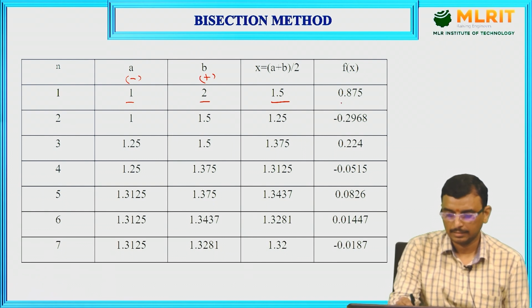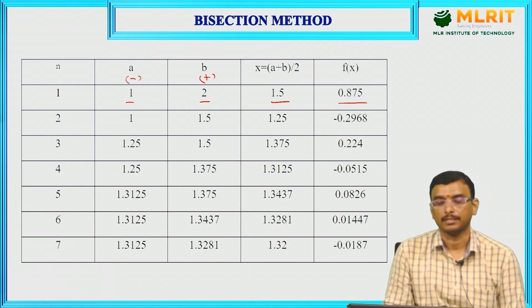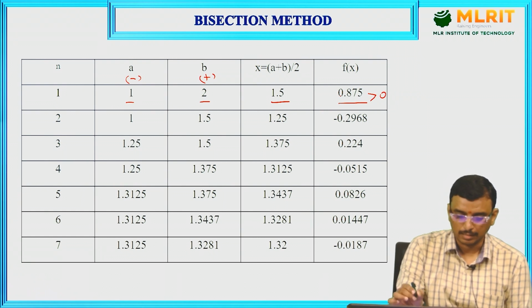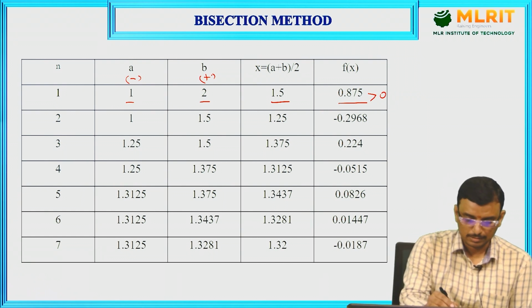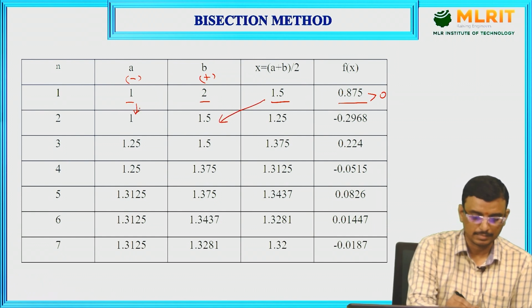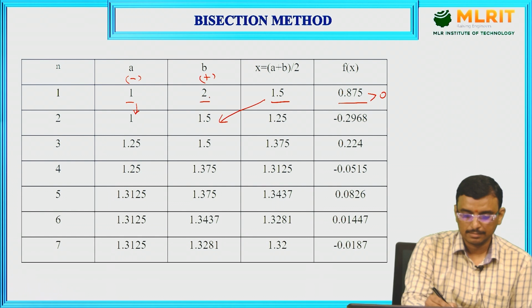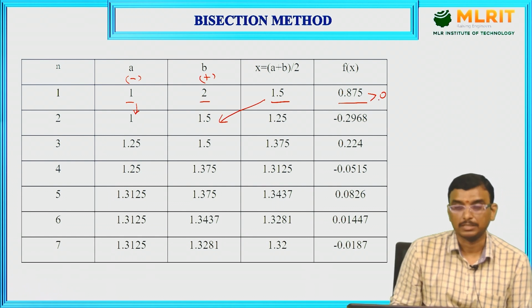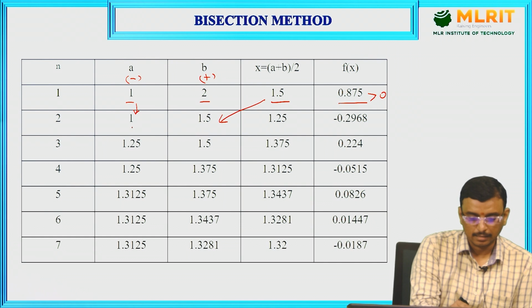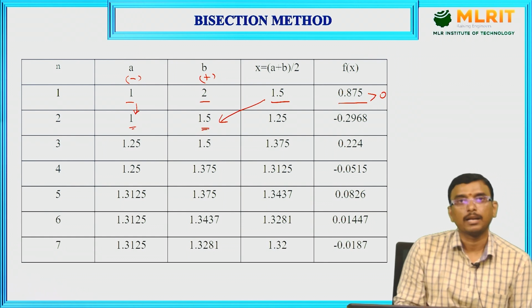So we get 0.875, which is greater than 0, so it is a positive value. Now replace the positive side value, that is 1.5, with this value. I write a as it is, 1, and b is replaced because we got a positive value. So 1.5 is replaced here, and we take the midpoint of these two, 1 and 1.5.